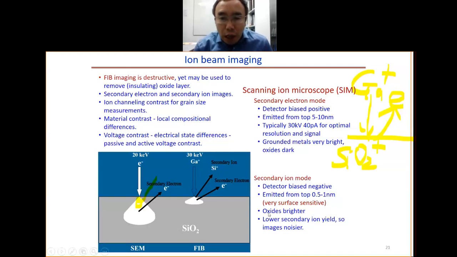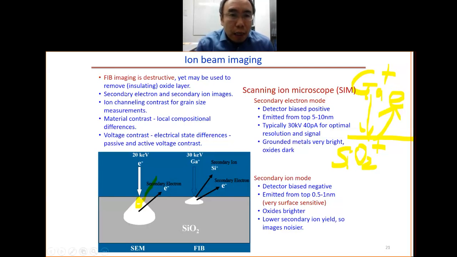Here the oxide will be brighter, because again the substrate is positively charged, and the secondary ion is also positively charged. So this positive charge will help the positive ions come out and go to the detector. The yield is low. The yield is very low. So the imaging will be a lot noisier.